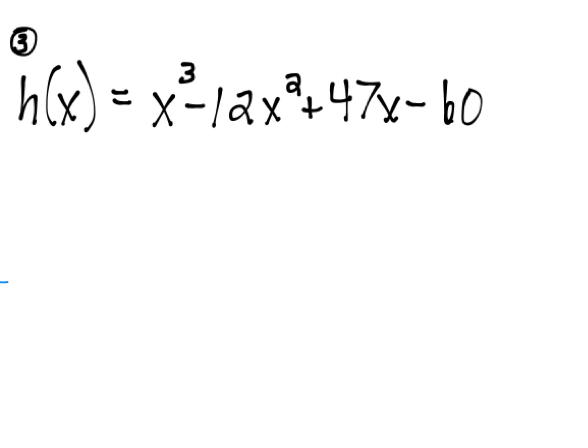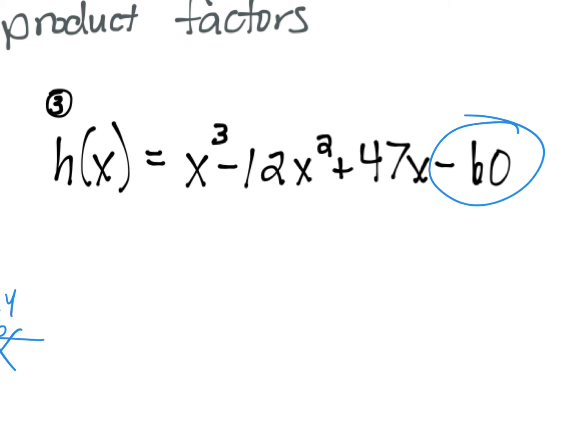Is this going to group? No. So I have to look at the last number, which is 60. There's lots of factors of 60, yes? Okay, so let's just go through. Come on, right with me. Does 1 go into 60? Yep. How about 2? Yep. How about 3? Yep. How about 4? Yep. How about 5? Yep. How about 6? Yep. 7? 8?